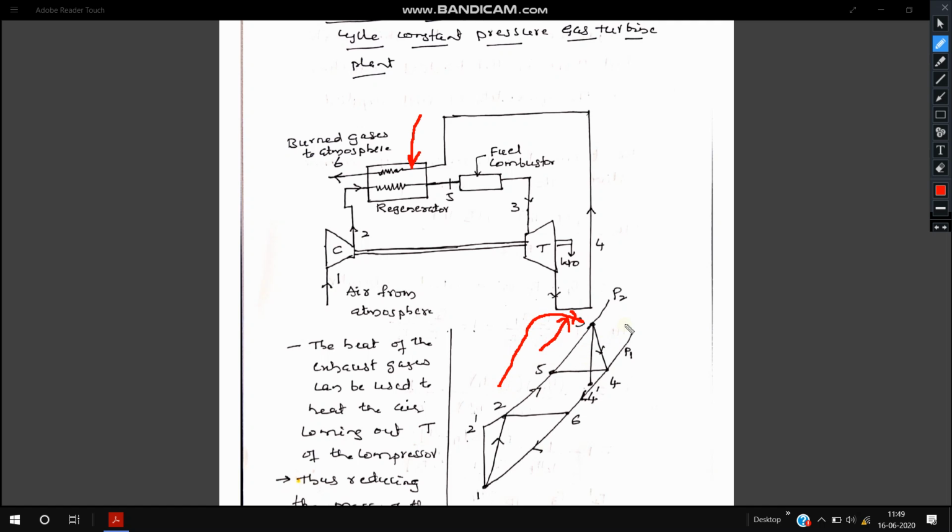So then an ideal regenerator heats the compressed air from T2 to T5 equal to T4, whereas it cools the exhaust gases from T4 to T6 equal to T2.